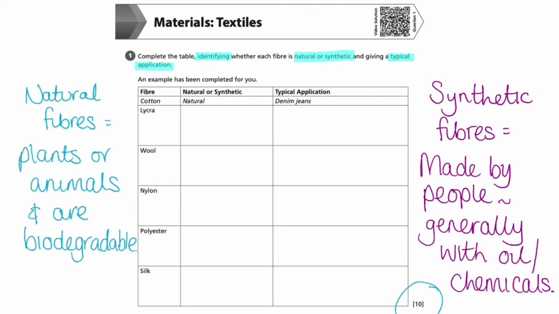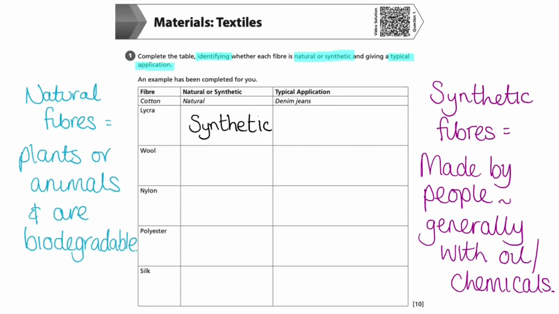So, in the example, cotton has been identified as a natural fibre. This is because it comes from a plant. In the second column, typical application, you are to write an example of one way in which this fibre is often used. So, for example, cotton is often used for denim jeans. Let's begin by completing the table with the first row, which is asking for us to consider the fibre Lycra.